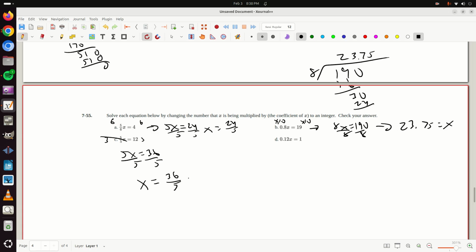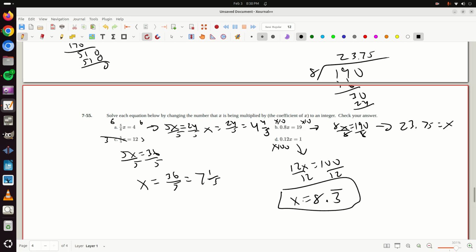So I get 36 over 5, which, if we care, I could call 7 1/5, and I could call this one 4 4/5, but that's not really necessary. We don't have to do that. And then finally, this one I can multiply by 100. So I'm going to get 12x is equal to 100. I'll divide by 12, and I'm going to get x equals 8. 8 times 12 is 96. So I'm going to have a remainder of 4. So 4/12 is 1/3. So I'm just going to say 8.3 repeating. So hopefully that makes sense.